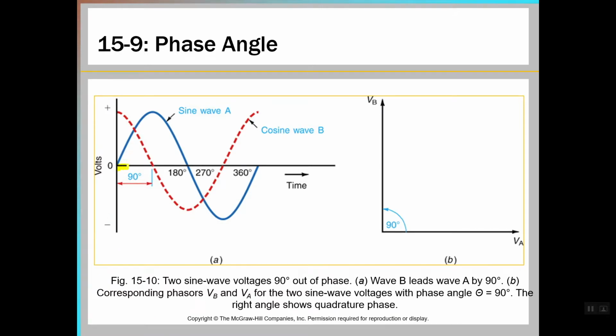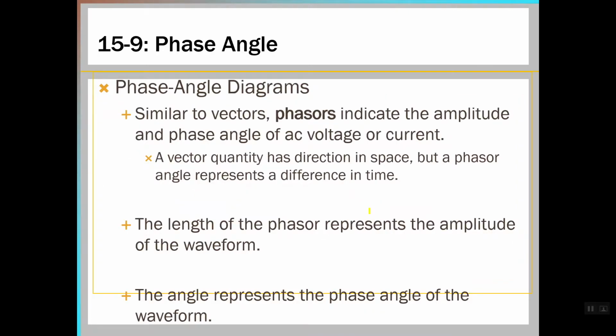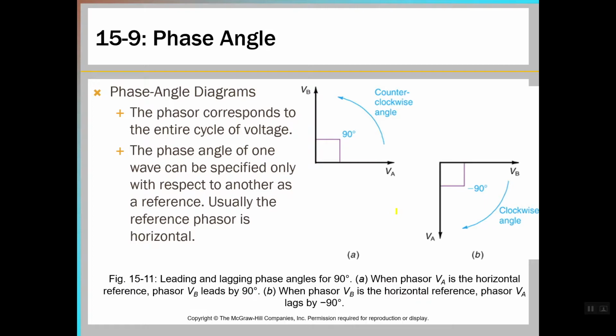Okay. The phase angle between those two is 90 degrees. You hear me talk about that a lot sometimes. We use phasors or phase angles to represent the differences between voltage and current, or between voltages. The phasor is the entire cycle.